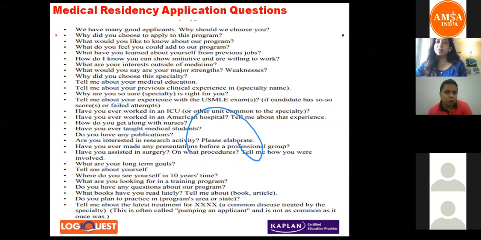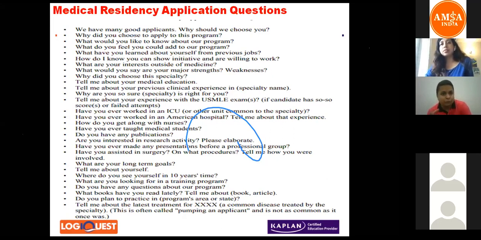Or what do you like to know about our program? So here it is expected that you ask them questions, show that you have interest in their program, show that you are really inquisitive to know more about things, which means you are a serious candidate and you want to apply to their program. Otherwise, if you simply say, I don't think I have any questions at this moment, it means, okay, fine, you're just here because I have called you and you're not interested in applying to my program. That would be a turn off for the program director.